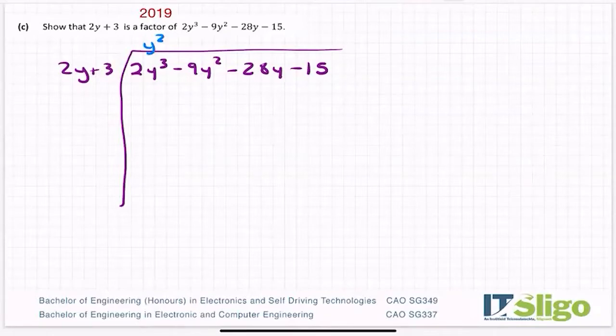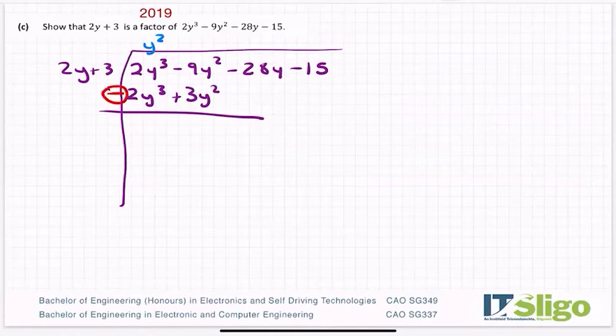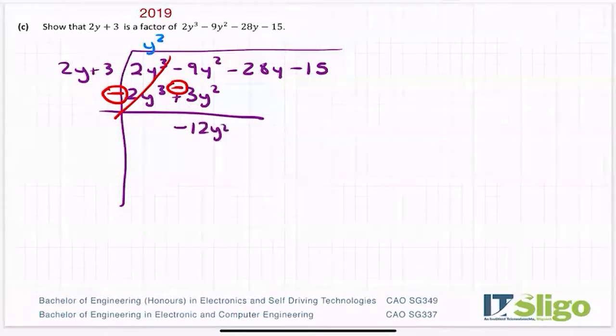Okay, so y squared by 2y gives me 2y cubed. Y squared by the 3 gives me 3y squared. Okay, so to get the remainder, I'm looking for the difference between them. So I need to subtract them from each other. 2y cubed minus 2y cubed gives me 0. That's good. That's what I wanted. And I now have minus 9y squared minus 3y squared to give me minus 12y squared.